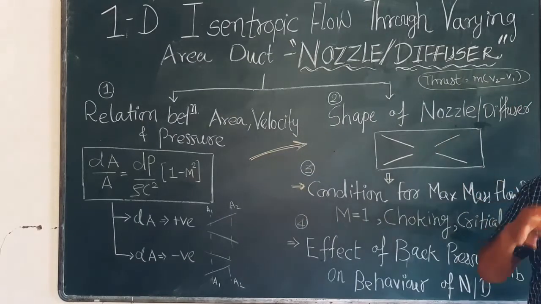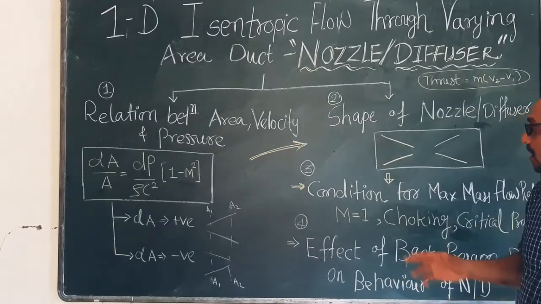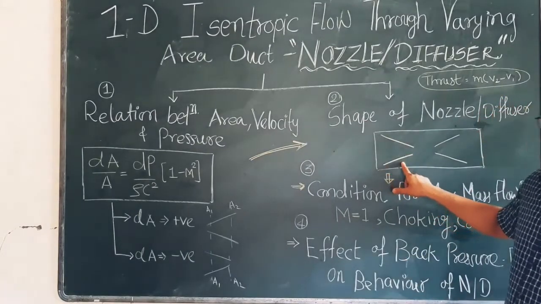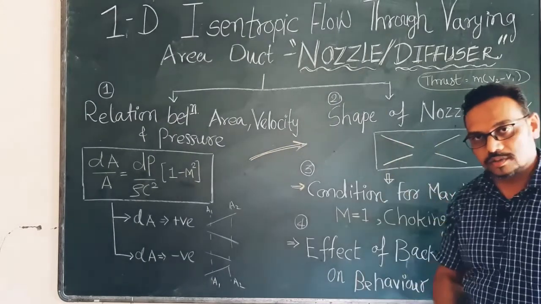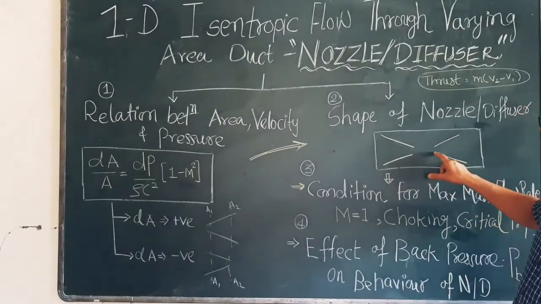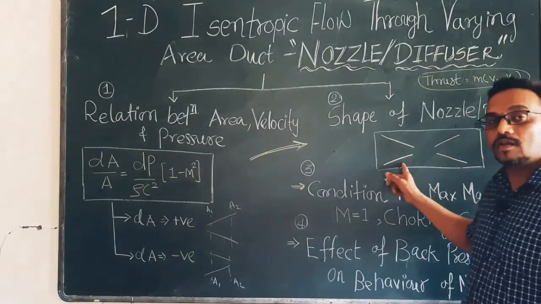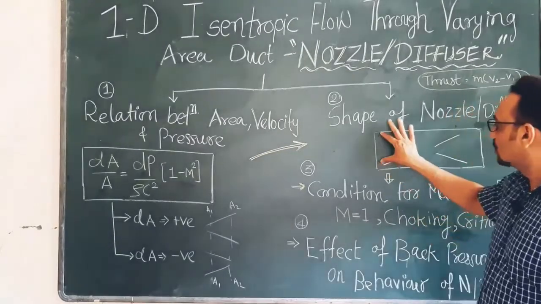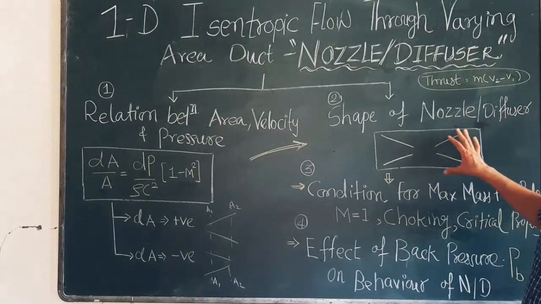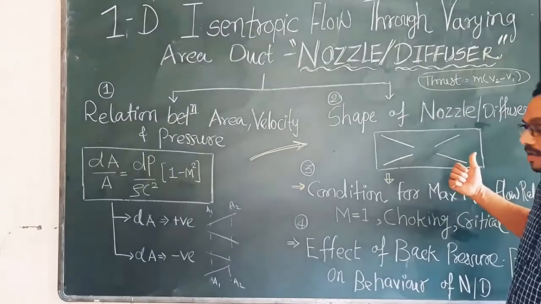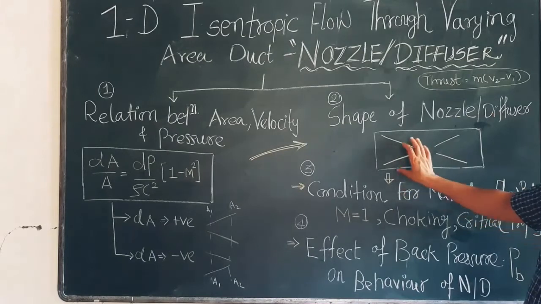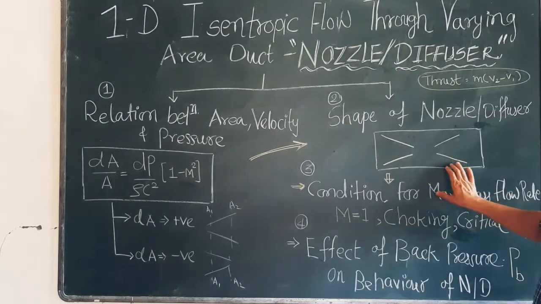Now our common understanding of nozzle shape is basically this shape. Whenever we see this kind of shape, we assume it is a nozzle, but that is not so. The nozzle can be of this shape or of this shape. This shape is called a convergent shape, where the cross-section area decreases in the direction of flow, and this is called a divergent cross section, where the cross-section area increases in the direction of flow. So this is a convergent cross-section area and this is a divergent cross-section area.